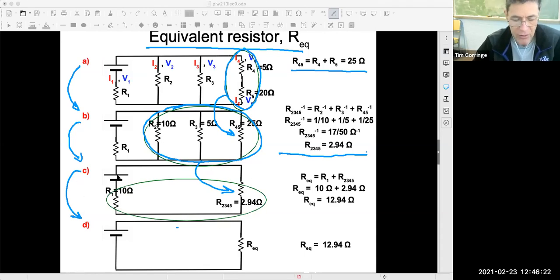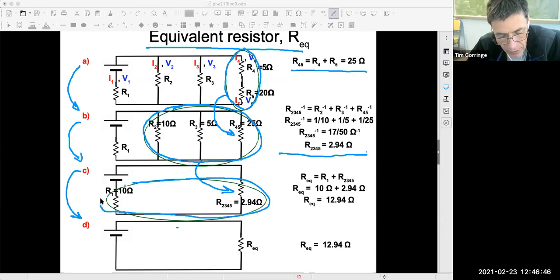You see, now the circuit's starting to get simple. Now the circuit just has a 2.94 ohm resistor in series with a 10 ohm resistor. An electron going around this circuit has to go through both those resistors. And so finally, one last step, I can use my rules for series resistors to replace the 10 ohm resistor and the 2.94 ohm resistor with its equivalent resistance. And so that's what I did over here on the right-hand side.